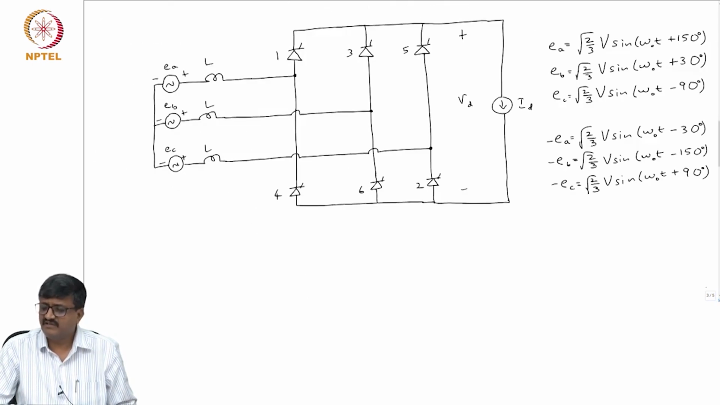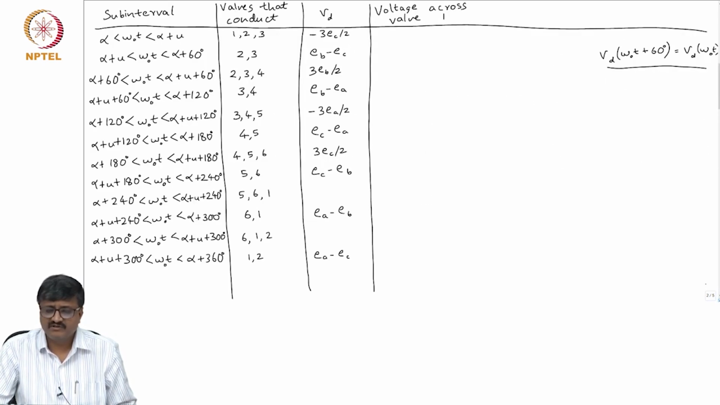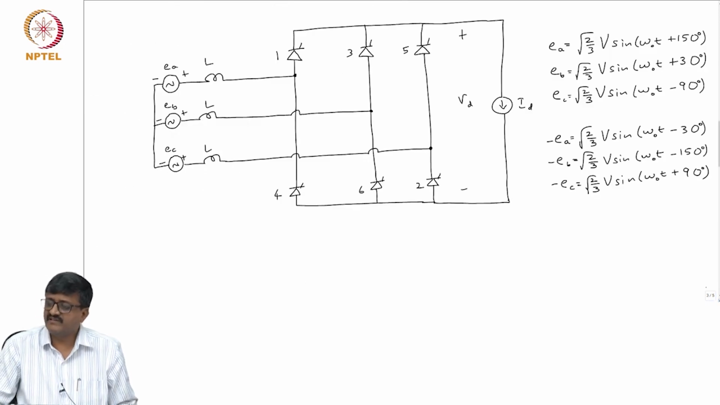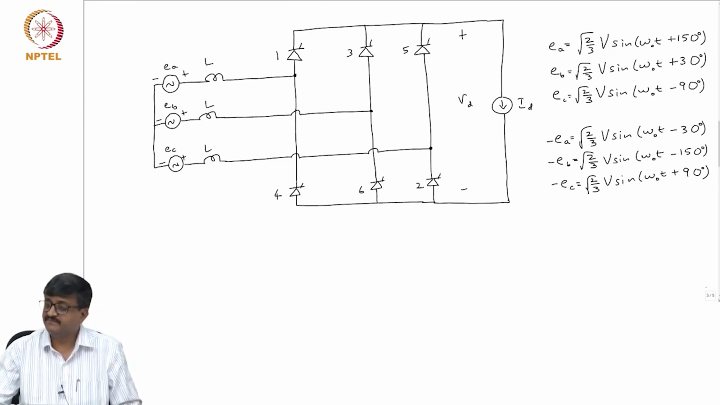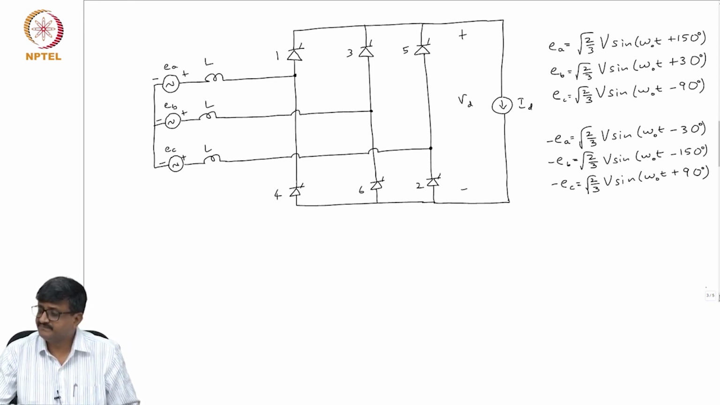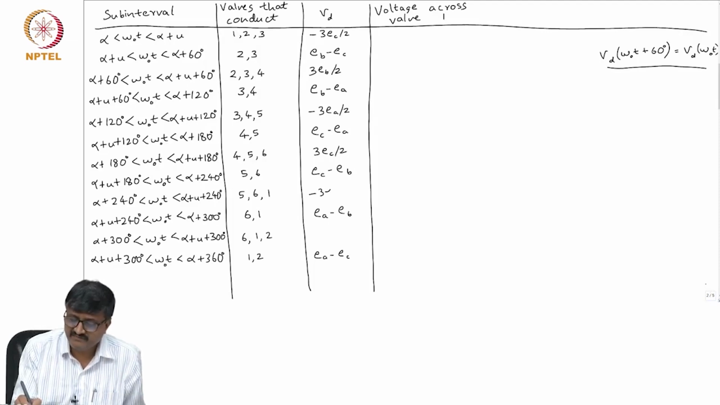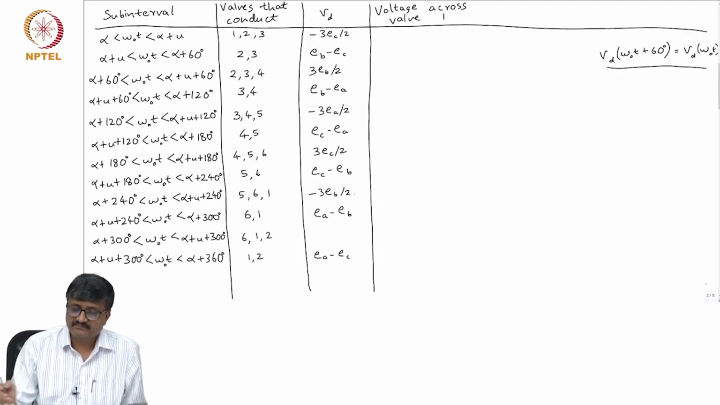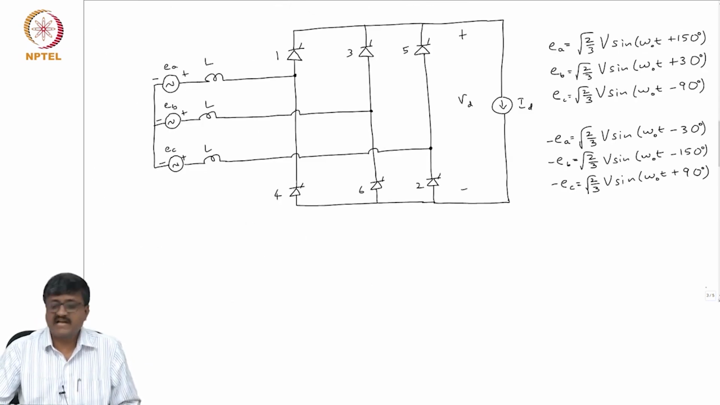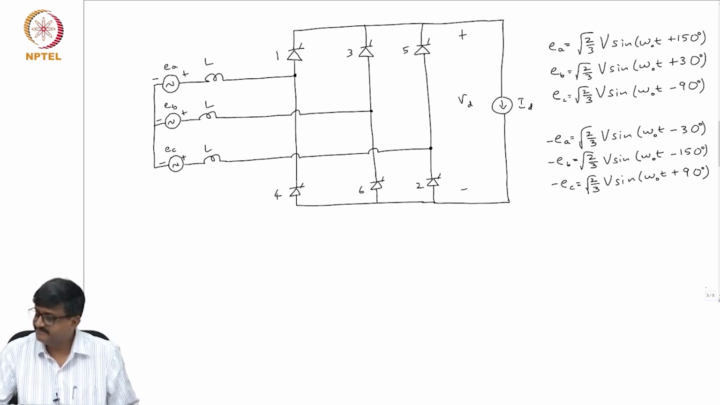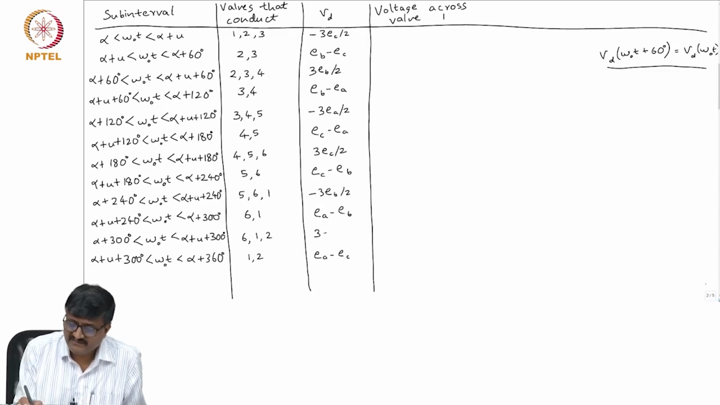So, EC is having a phase angle of minus 90, minus EB. Minus 3 EB by 2. Then we next take the waveform which lags minus EB by 60 degrees, which is EA. 3 EA by 2.